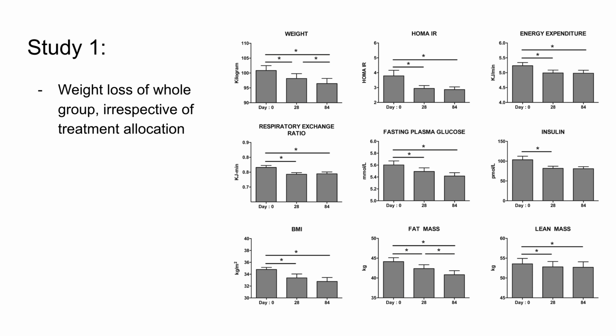This figure here shows the effect of weight loss for the entire group, irrespective of treatment allocation. We can see from day 0 to 28, weight decreased about 4.5 kilograms. BMI has also decreased between day 0 and 28, but not really any additional improvement after 28 days. Specifically, HOMA-IR actually decreased quite well.